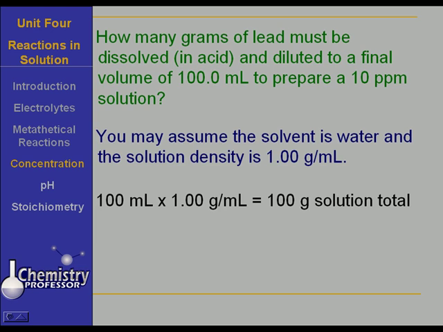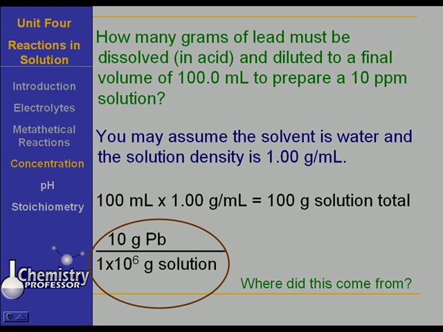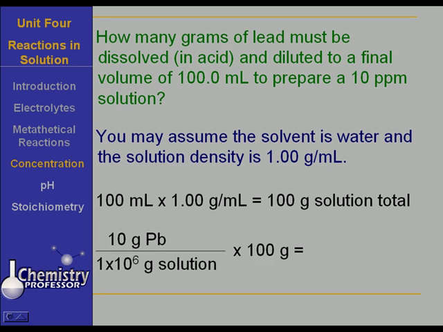Now, I would allow my students to get by without doing this step because I understand the logic that they're using in their assumption that 100 milliliters in this case is 100 grams, and that is a very correct logic to use. I take 10 grams of lead over 1 million parts. That's 1 times 10 to the 6 grams of solution. Where did that come from? That came from that 10 parts per million. Then I multiply that by 100 grams and get 1 times 10 to the negative third grams of lead.